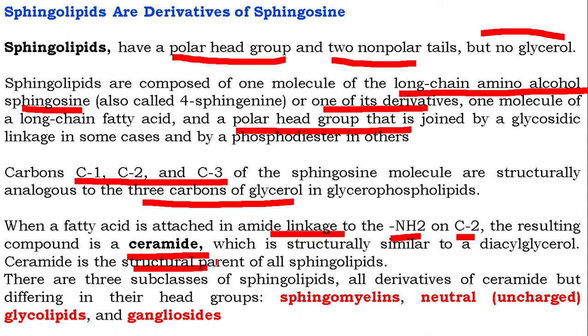Ceramide is the basic figure. Just like in the previous slides, you found that in the glycerophospholipid, phosphatidic acid is there, like that, in the sphingolipids, ceramide is there. There are three classes of sphingolipids: sphingomyelins, neutral uncharged glycolipids, and gangliosides.